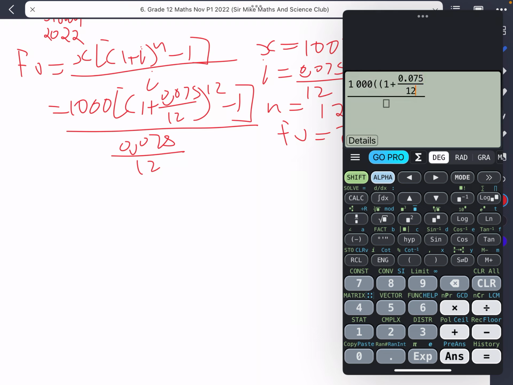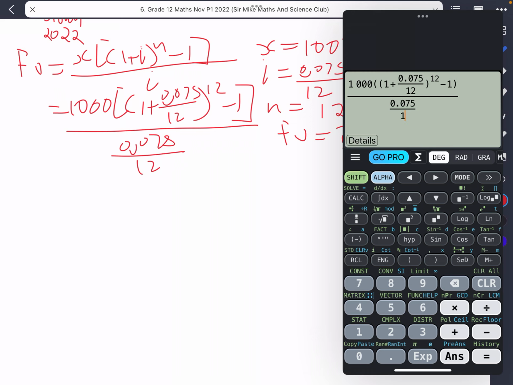All right, so this would be 1 plus the interest, which is 0.075 divided by 12, all to the power 12, minus 1, and we divide all of that by 0.075 divided by 12. So in this case, I'm just going to plug that into the calculator.